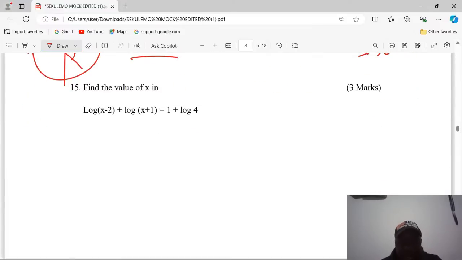Number 15 on logarithms. Find the value of x.